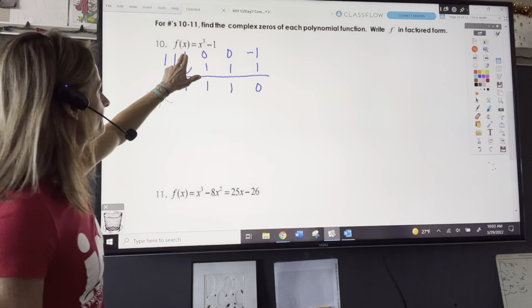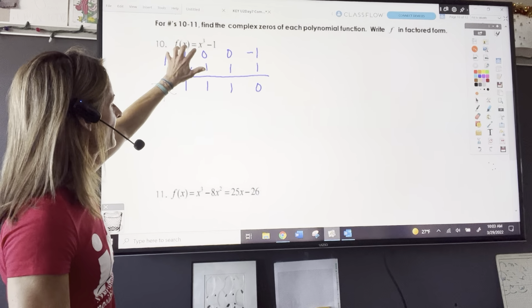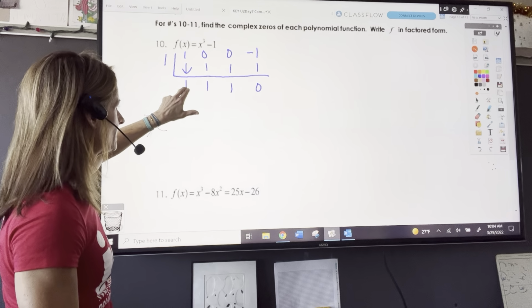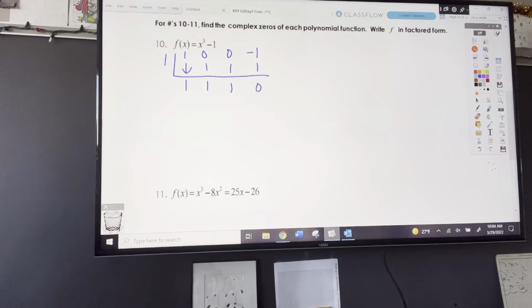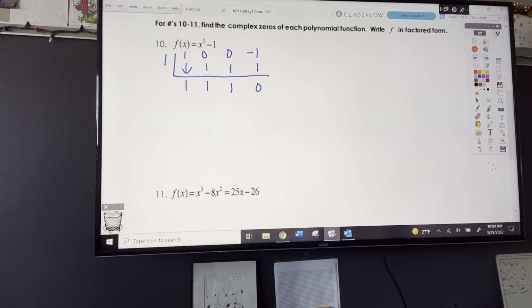Okay, so we have 3 zeros, and we know we had one positive zero, that means the last 2 zeros have to be imaginary. Also, this 1 is the leading coefficient for x cubed, and we divided an x out. So this 1 is the leading coefficient for x squared. So I'm going to go ahead and write this as a trinomial. So this is x squared plus x plus 1.